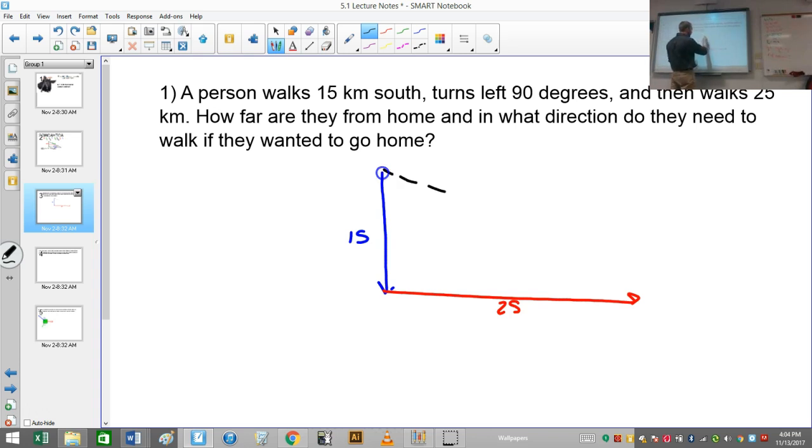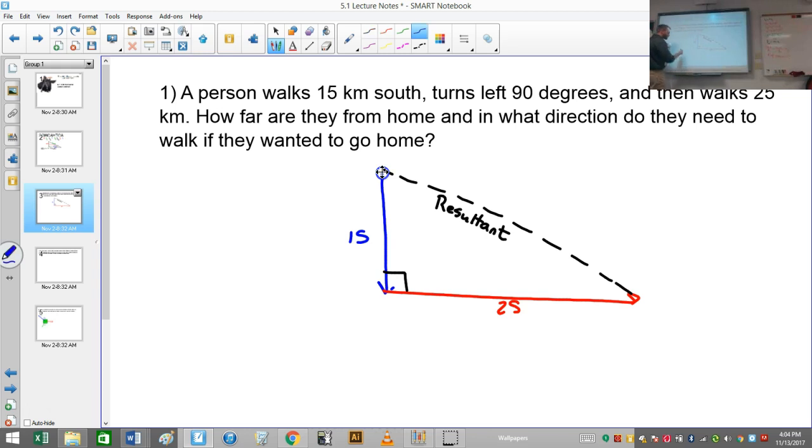So here they are. The question wants to know how far are they from home. In the vector world, we call this the resultant. The resultant is the sum of one or more vectors acting on a body. So if you have a displacement of 15 south and then 25 going at a right angle, adding the vectors tip to tail gives me the resultant. This is going to be the Pythagorean theorem, because I've got a right triangle here, which is very nice.